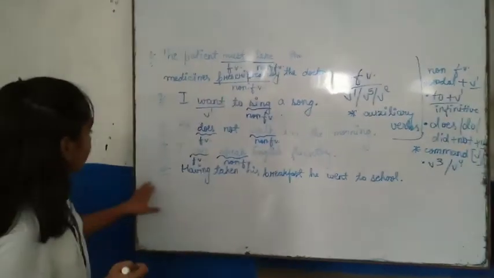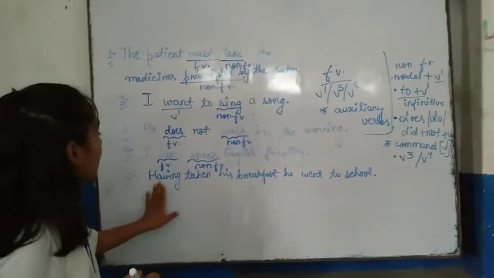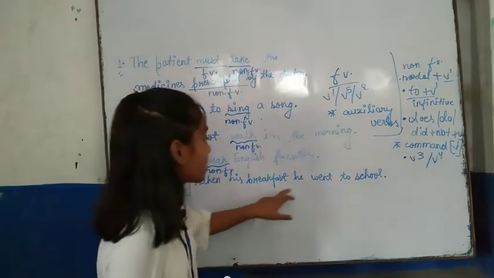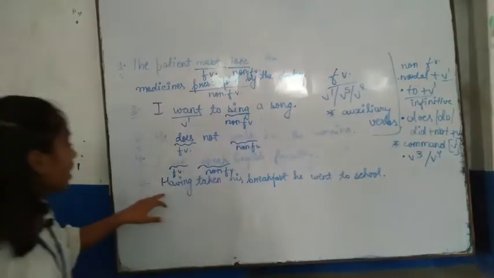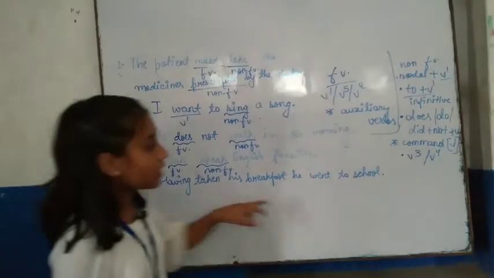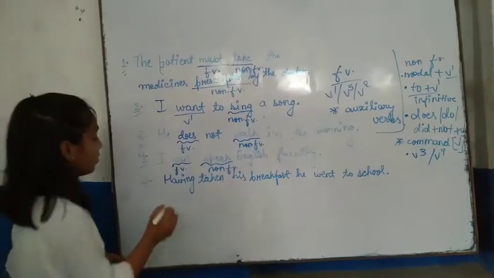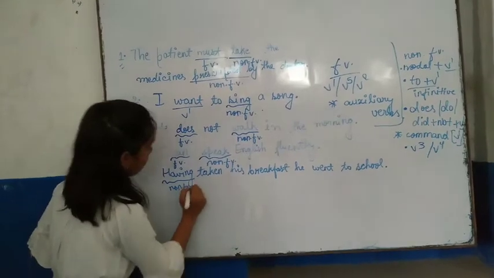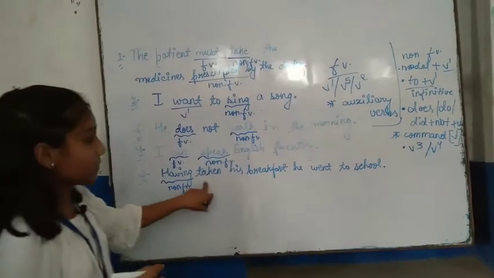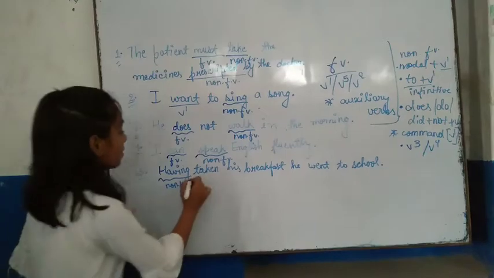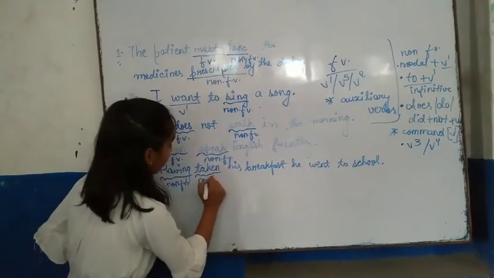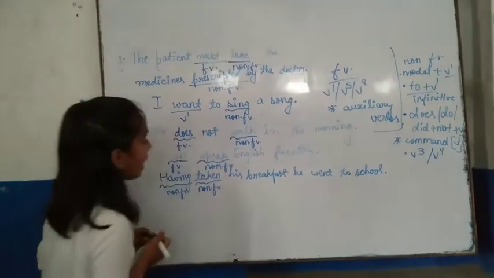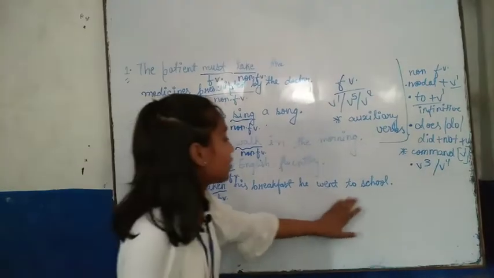And the last, fifth sentence: having taken his breakfast, he went to school. Here having is V4, so V4 comes in the non-finite verbs. So here having is a non-finite verb, and taken is V3, which also comes in the non-finite verbs.